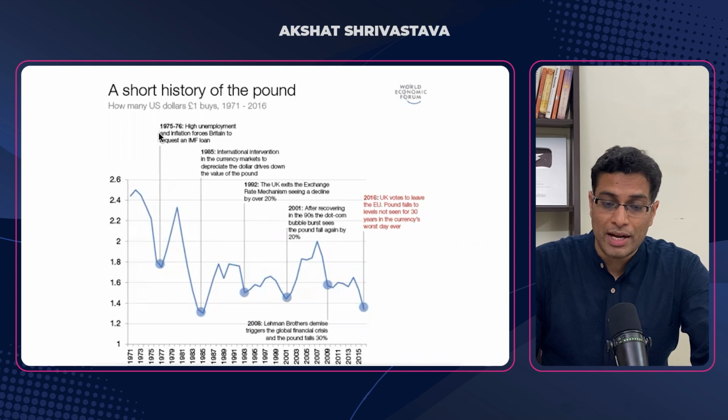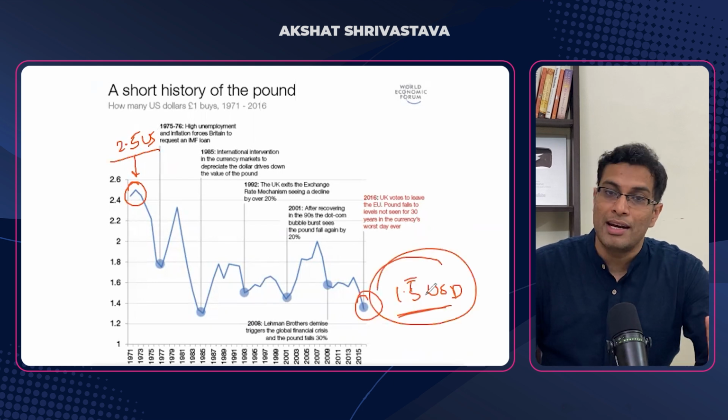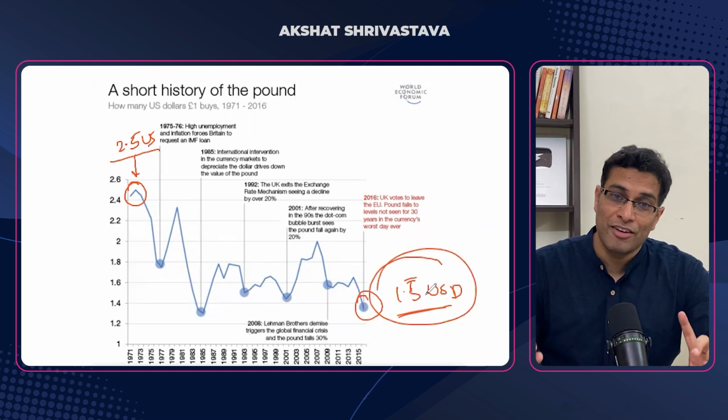In fact, the British pound over the last 40 years has fallen quite aggressively. If you take a look at this chart, you will quickly see that back in 1971, you could buy approximately 2.5 US dollars with 1 British pound. And right now, you can buy only 1.5 US dollars with 1 British pound. So what has been the reason for this fall, and why am I telling you this story in 2022?